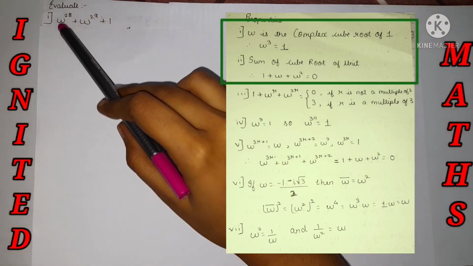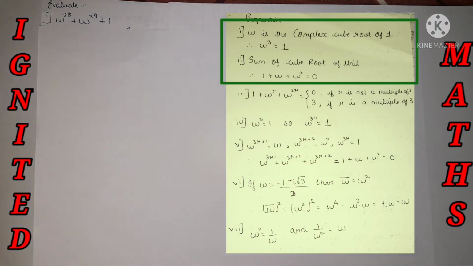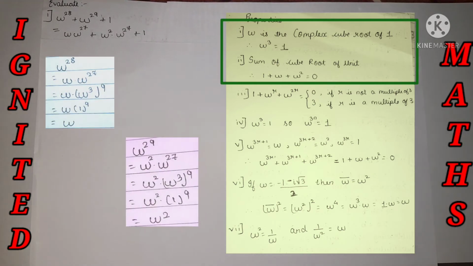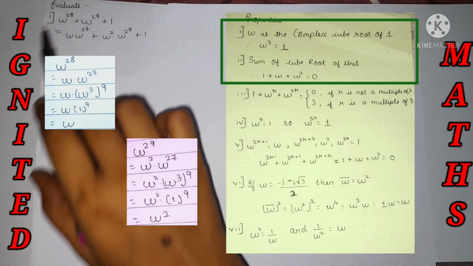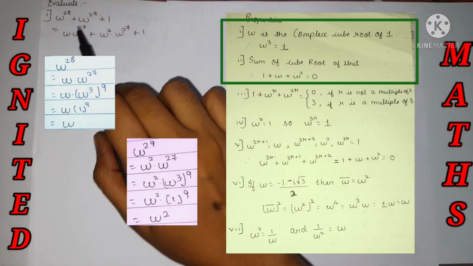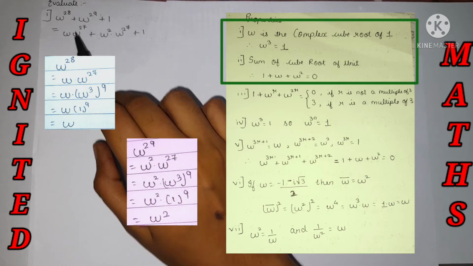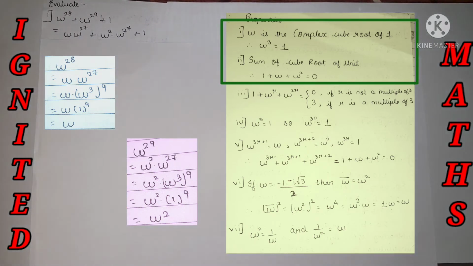So it's omega raised to 28, and over here omega raised to 29. I need to do the calculation in the simplest way, bringing it to omega cube, because I have the property of omega cube, so I can use it. So I have done the calculation as omega dot omega raised to 27, which is nothing but omega raised to 28. But why have I done this calculation? Because omega raised to 27 is nothing but a multiple of 3 into 9. So I can get the answer very easily.